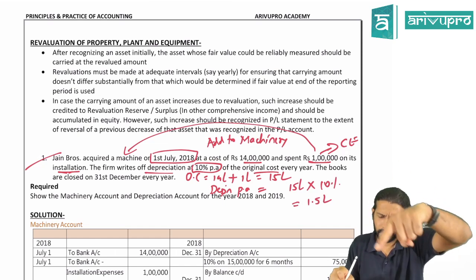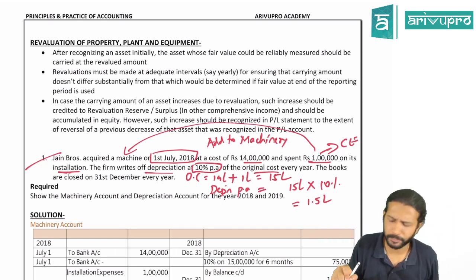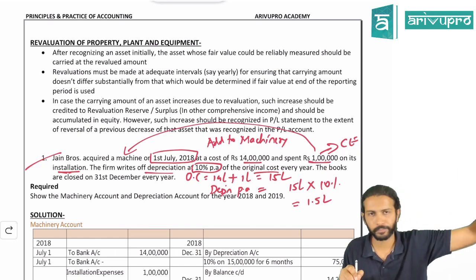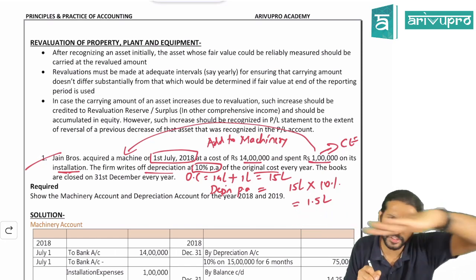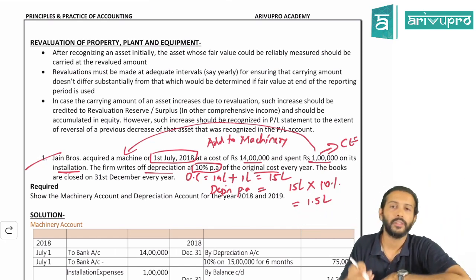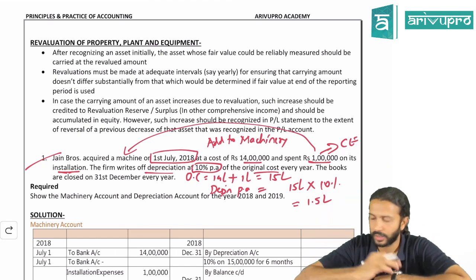Now you tell me, will the depreciation change, or is it the same every year? Is the depreciation the same every year or is it fluctuating? Original cost is the same, no? 15 lakh. That means every year depreciation is the same, correct? Hence, which method are we solving here? We are applying the SLM method, or straight line method.